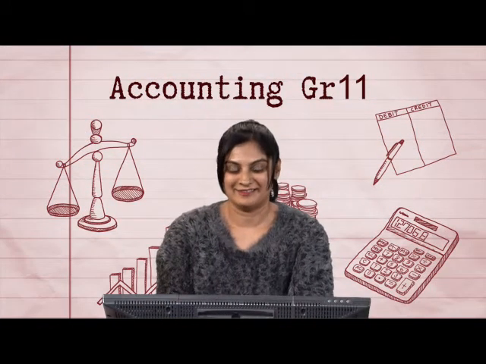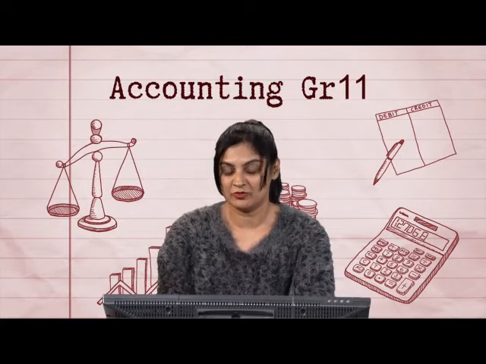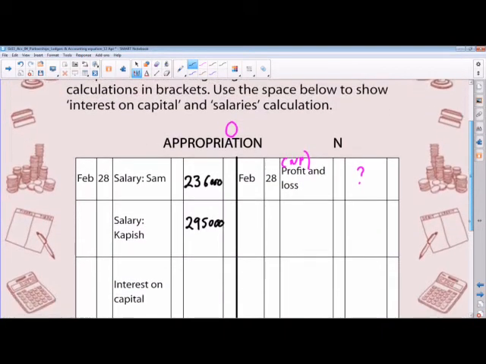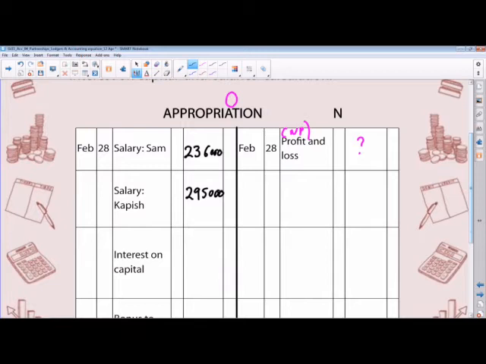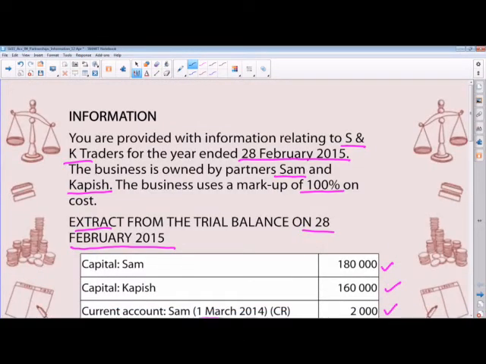Welcome back, guys. Right, let's carry on with this appropriation account. Before the break, we completed the calculations for salaries for both partners. Remember, it's annual salary, not the monthly salary. So let's now move on. We're now going to look at interest on capital and the calculations involving this particular amount. Let's go to the information first, and let's read through our additional information, and then we do the calculation together.